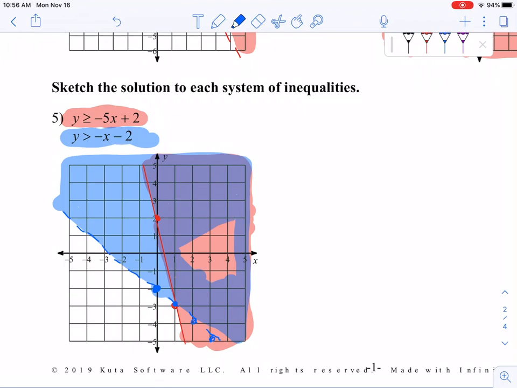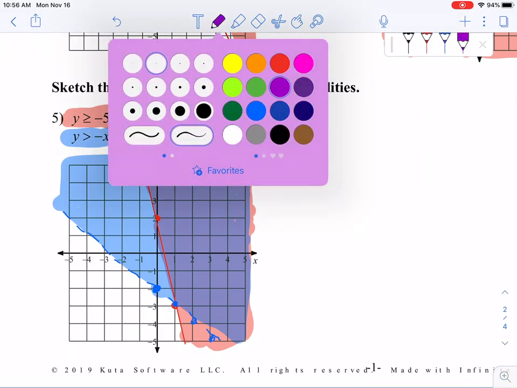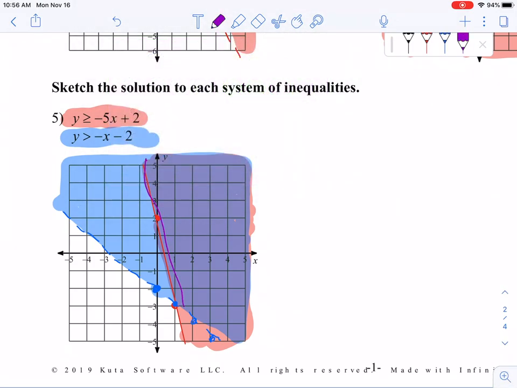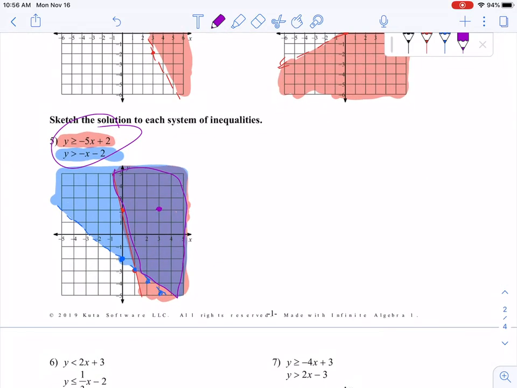There we go. Okay, so where red and blue meet, that's purple, which is this area in here. Everything in here is part of my answer. So if I pick any point like (3, 2), that is a solution to this set of inequalities.